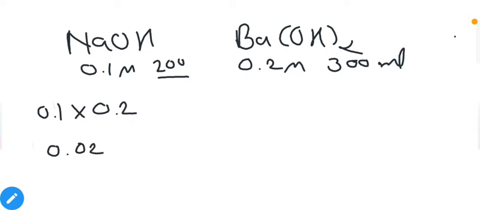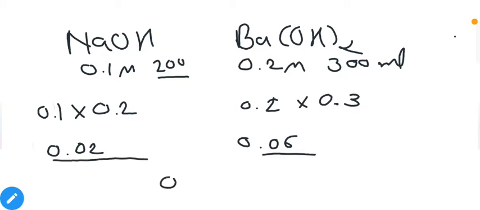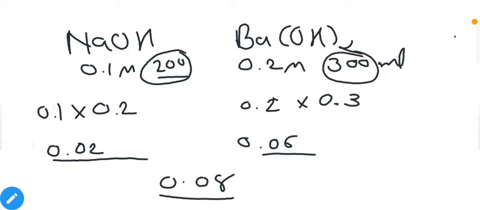Same calculation for Ba(OH)2: 0.2 concentration multiplied by 0.3 volume in liters, so it will be 0.06. So the total number of moles of both combined will be 0.08. Okay, so these are the numbers of moles. And what is the volume? 200 plus 300, that means 500 ml.